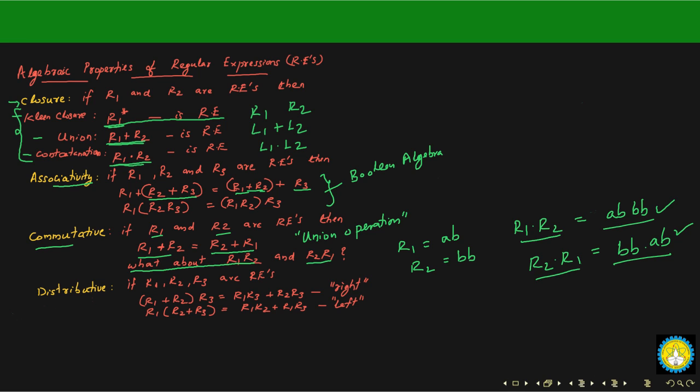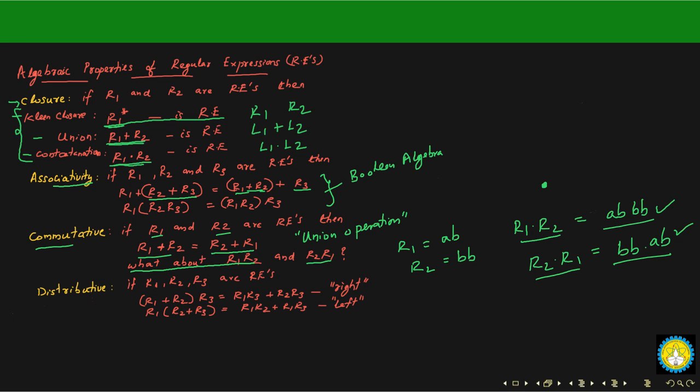So this is very, very, very important. The property of commutativity cannot be applied to the concatenation operator or the dot operator. Okay, so the property of commutativity here in regular expressions is only valid for the union operation. That's a very important point that you have to note.